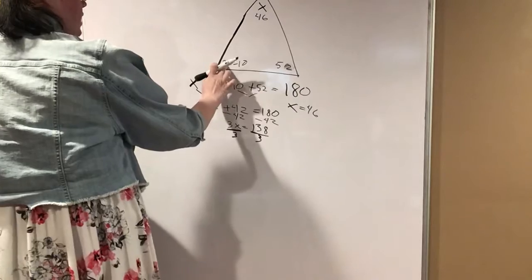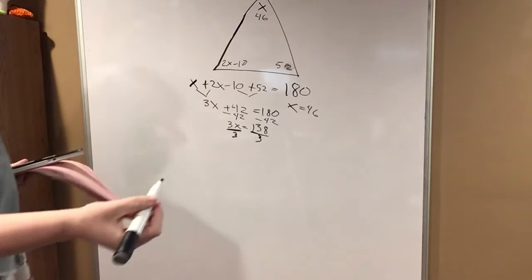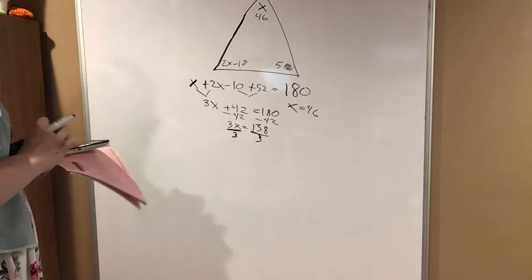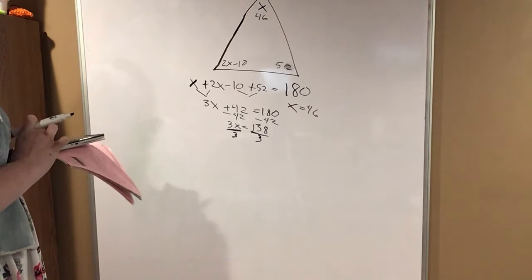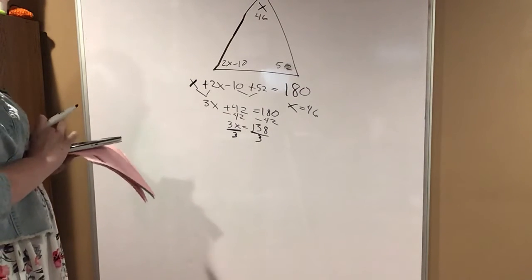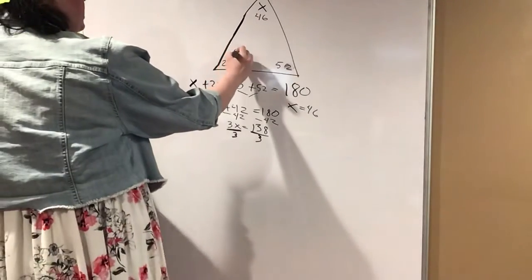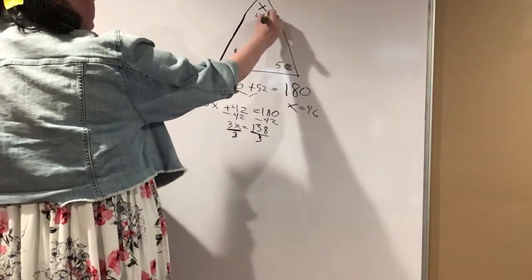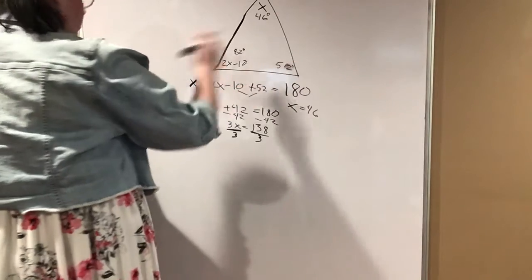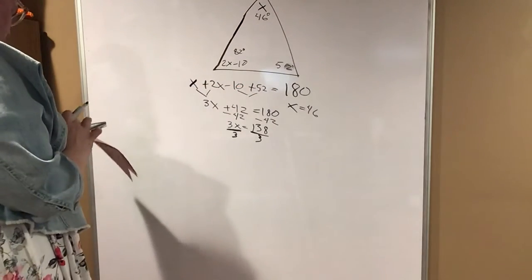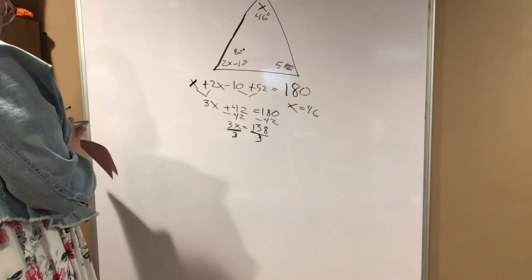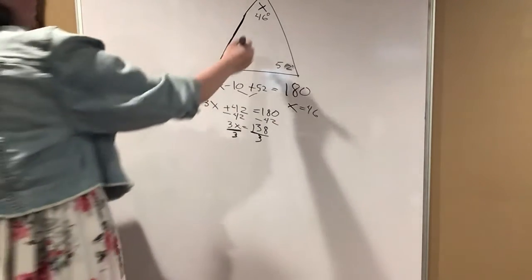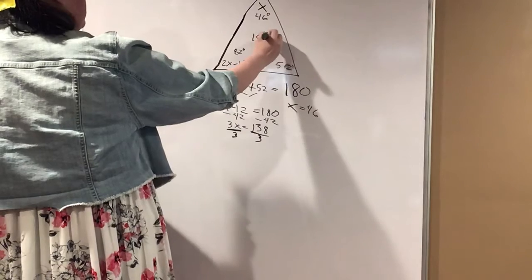But let's figure this guy out. So now let's plug that back in. Just do 2 times 46, and then minus 10. So this angle right here is 82. And if we want to check it, just do 46 plus 82 plus 52. And it all equals 180 degrees.